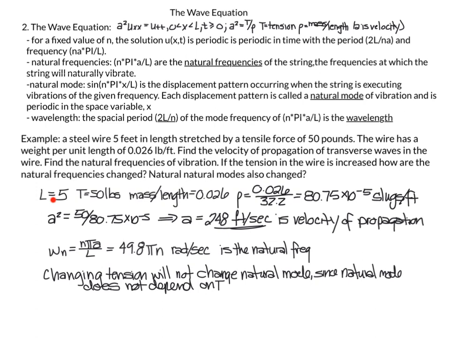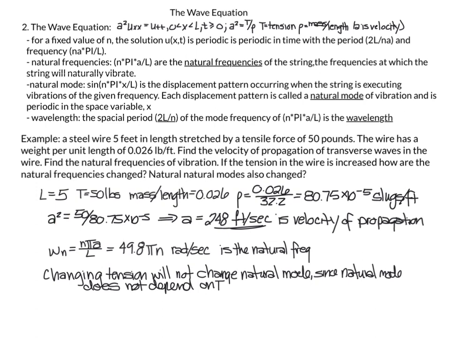So we have L equal to 5. T, the tensile force, is 50 pounds. The mass per unit length is 0.026. And something I should mention is rho should be in slugs per foot, so we're going to have to divide this mass per unit length by 32.2.